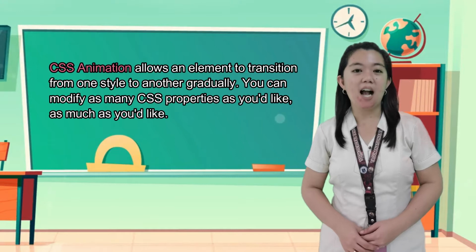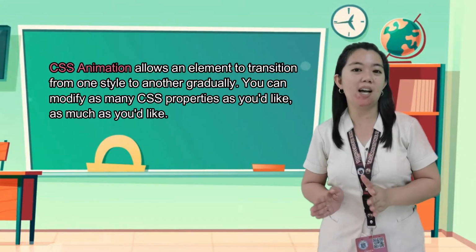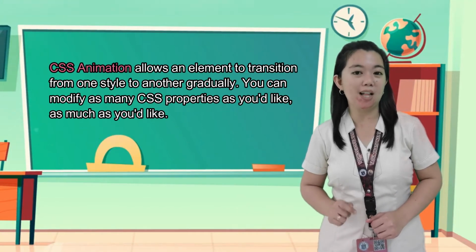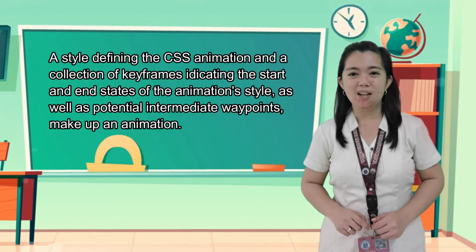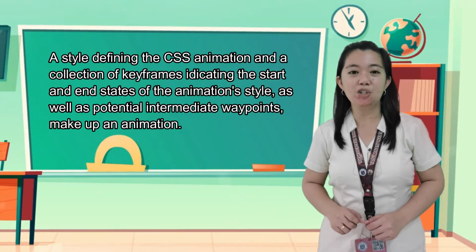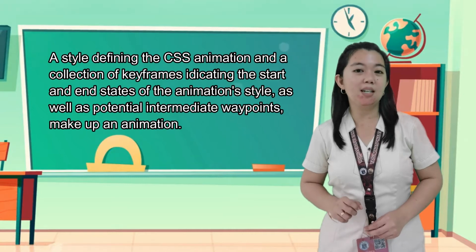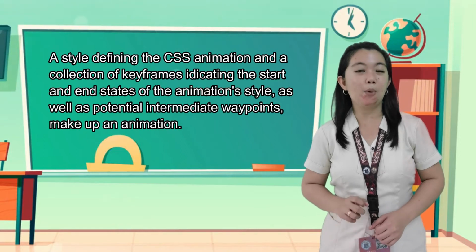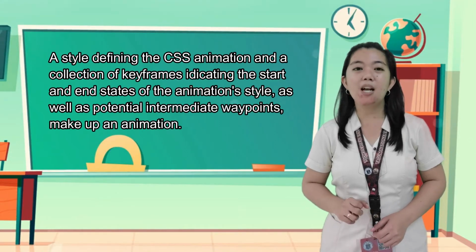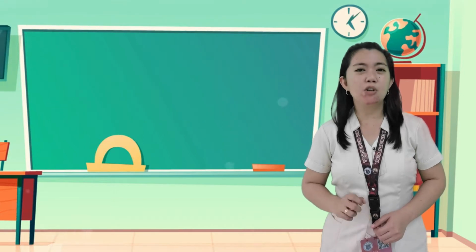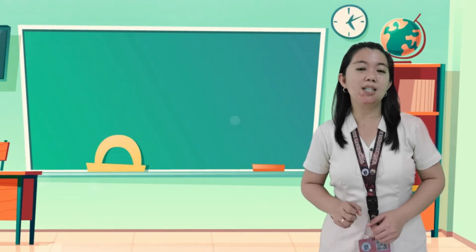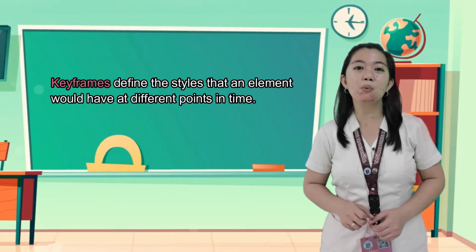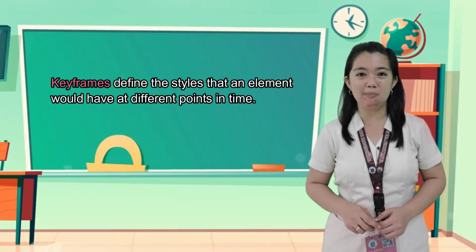CSS animation allows an element to transition from one style to another gradually. You can modify as many CSS properties as you'd like. A style defining the CSS animation and a collection of keyframes indicating the start and end states of the animation style, as well as the potential intermediate waypoints, make up an animation. To use CSS animation, you must first define the animation's keyframes. Keyframes define the styles that an element would have at different points in time.